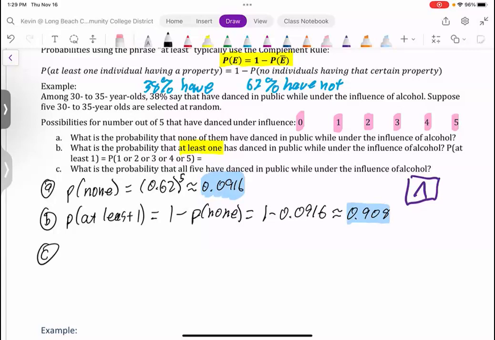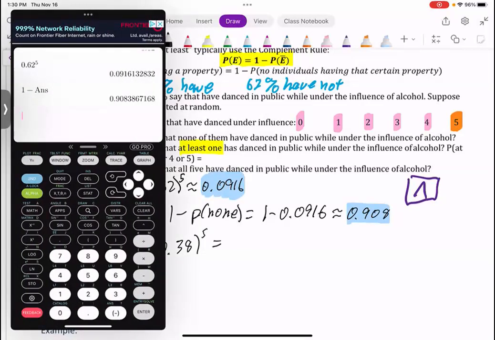On alcohol, specifically. Part C, what is the probability all 5 have danced in public while under the influence? Okay, so that is just this one here, only looking at that, just all 5 of them have. Well, that is going to be, each one has a 38% chance, and that's all 5. So that's 0.38 raised to the 5th power.